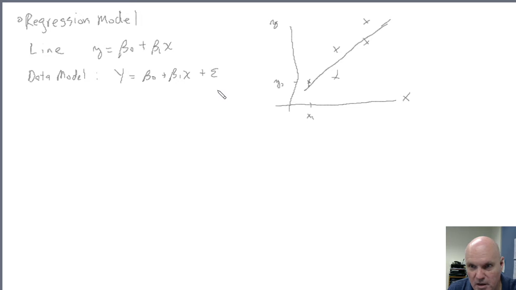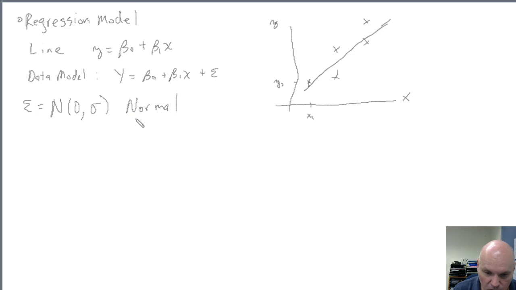So it represents an error term or a deviation between the actual data value and the line. Our assumption now is that these epsilon values, these deviations, are normally distributed with a mean of 0 and a standard deviation that we'll represent as sigma. So these have a normal distribution. For any value of x, y will also be normally distributed.